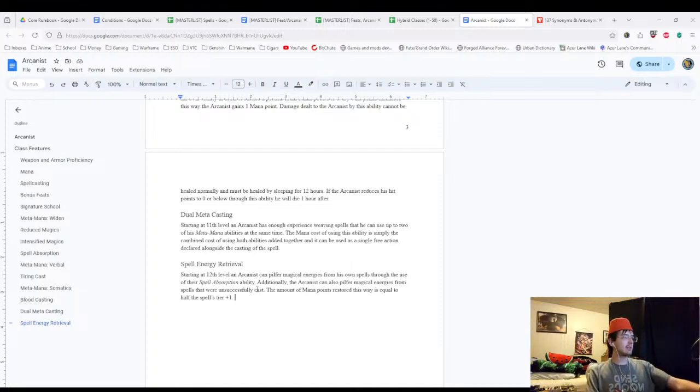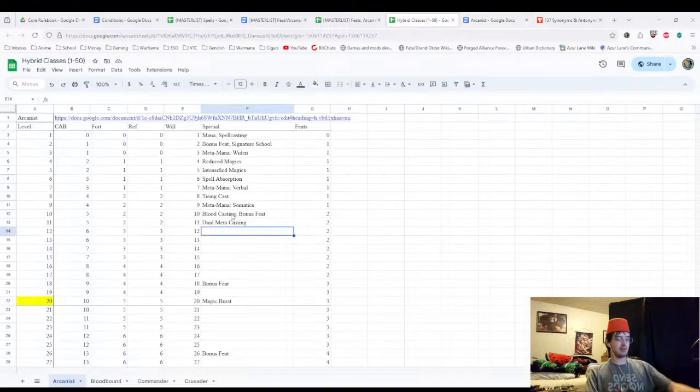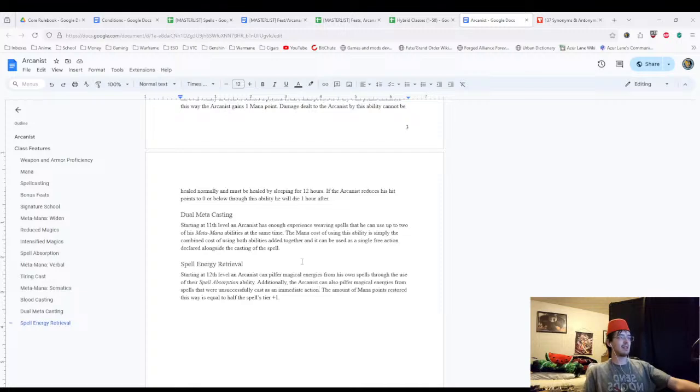Actually, there successfully cast. I'm gonna put it as a standard action here. Nah. Let's go immediate action. Let's do that. So spell energy retrieval, just another... I can't believe I spelled retrieval correctly because it's one of those weird IE words or EI words, but it's IE, so cool. Spell energy retrieval.